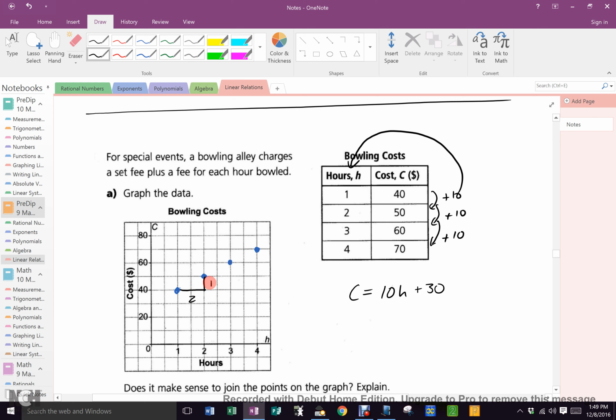Be aware that the graph is different than real life. Okay? 2 meant an increase of 1. 1 square meant an increase of $10. Okay?